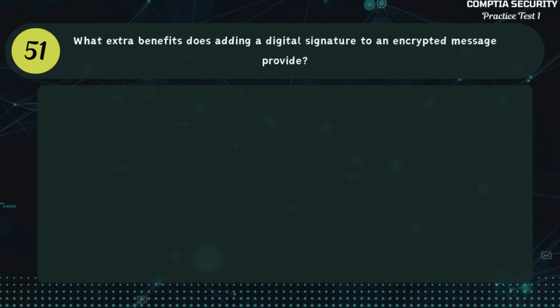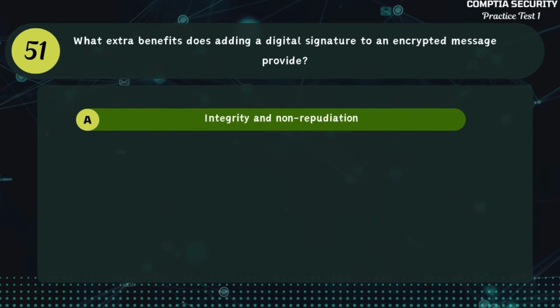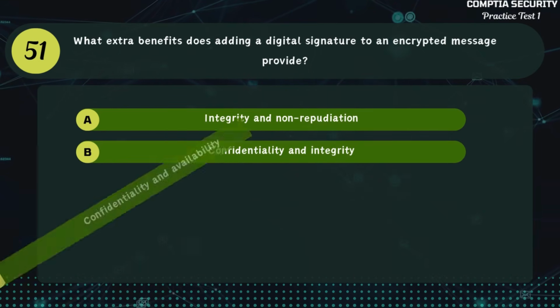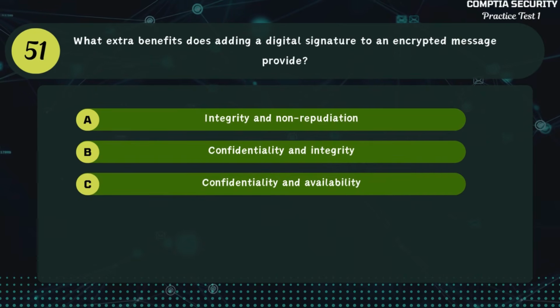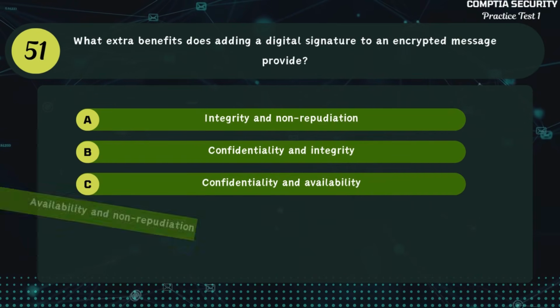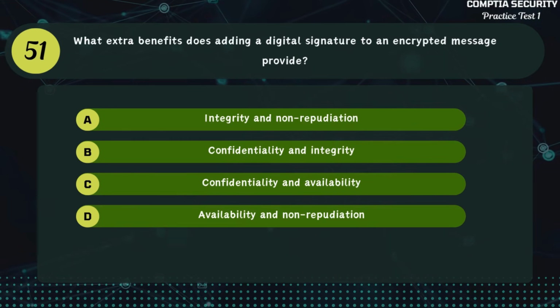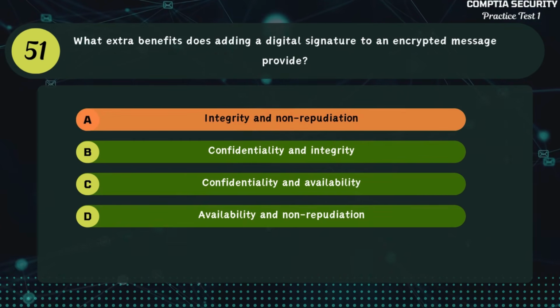Question 51. What extra benefits does adding a digital signature to an encrypted message provide? A. Integrity and non-repudiation. B. Confidentiality and integrity. C. Confidentiality and availability. D. Availability and non-repudiation. Correct answer A. Integrity and non-repudiation.